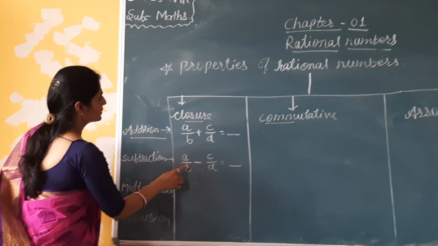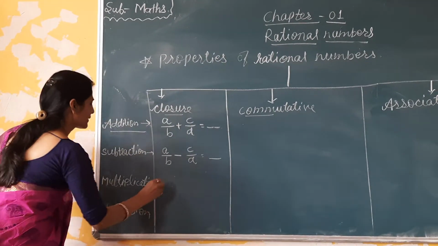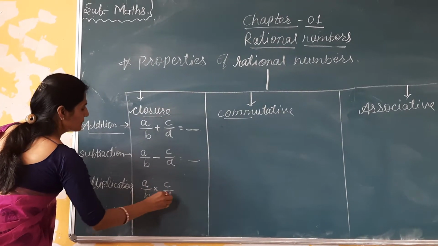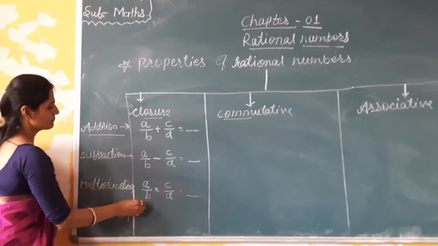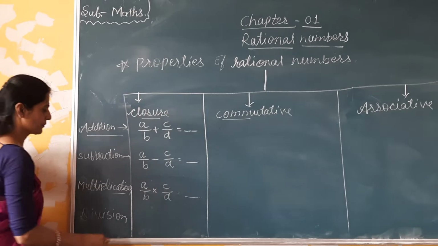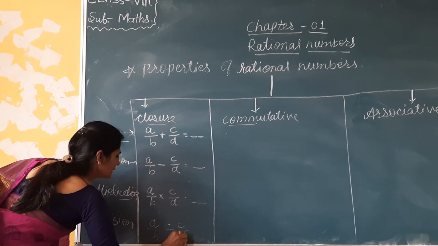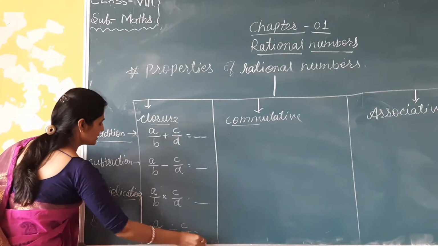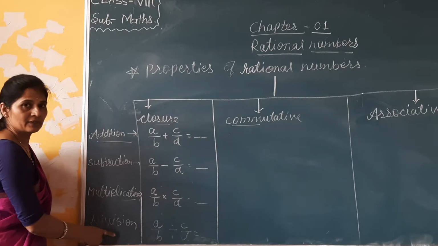If we subtract two rational numbers, we will get a rational number. That means rational numbers are closed under subtraction also. a upon b multiplied by c upon d. When we multiply two rational numbers, then we will get a rational number. That means rational numbers are closed under multiplication, and a upon b divided by c upon d. That means if we divide two rational numbers, then we will get rational numbers. That means again rational numbers are closed under division also.